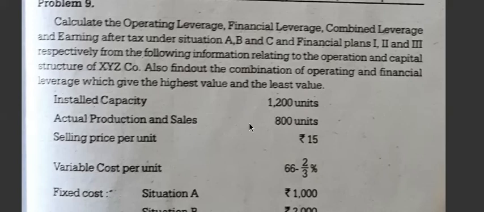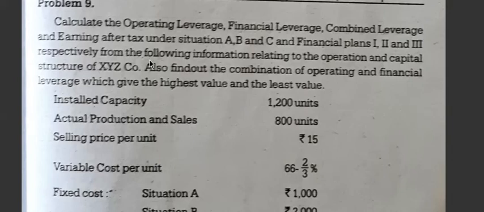Under combined leverage also there are three formulas. One simple formula is operating leverage into financial leverage is combined leverage. Then one more formula is contribution divided by EBT, if there are no preference shares. If there are preference shares, contribution divided by EBT minus preference dividend divided by 1 minus D. These are the three formulas to calculate operating, financial and combined leverage.